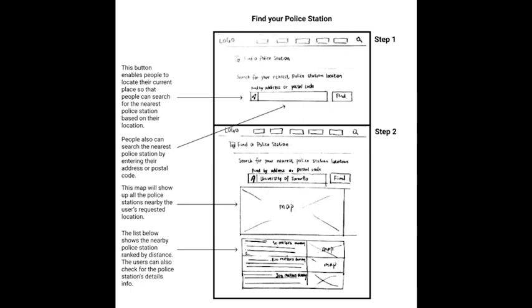The user uses the hot button on the home page to navigate to the Find Your Nearest Police Station screen. They are able to then search for the nearest station using the location button or by entering their address or postal code. Once the user searches, the map below will load to show all police stations nearby the user's requested location. These are also listed below the map, ranked on the basis of distance.